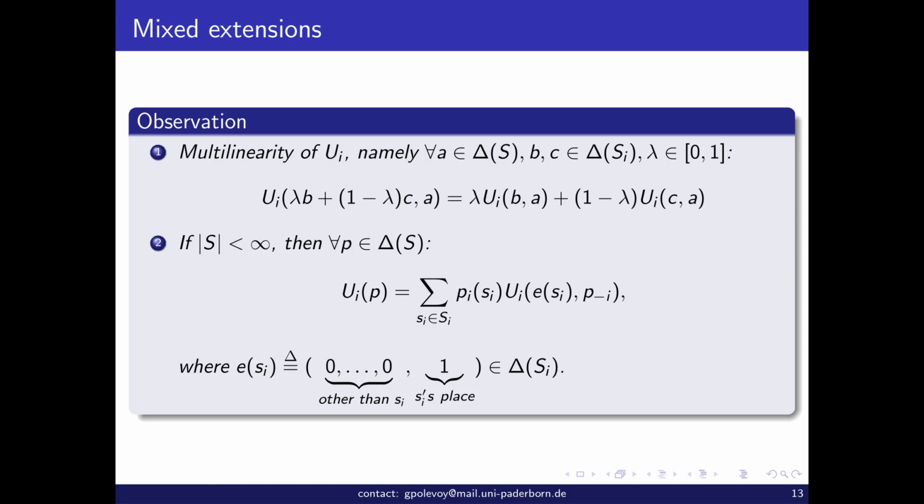So first, from the definition of U_I as an expectation, a linear thing, follows multilinearity of U_I, in the sense that for any player, if we have a convex combination of two probabilities B and C, and the rest do something A, then the utility in the mixed extension is equal to the same convex combination of the utilities of that player if that player just plays B against A, and if it just plays C against A.